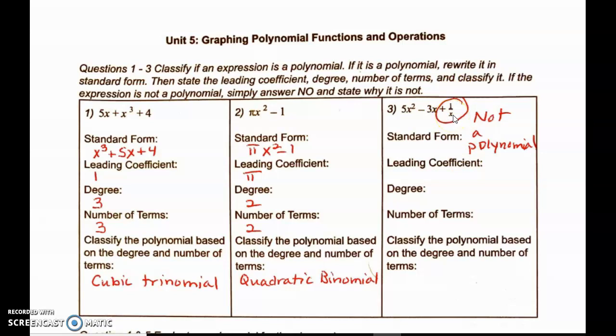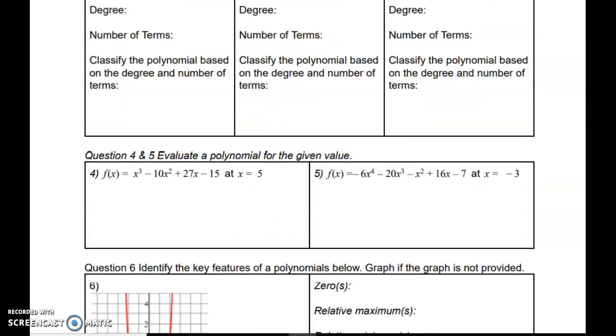And then finally, number 3 is not a polynomial because this last term, I have it circled, has an x in the bottom. And remember, when there's an x in the bottom, that means it has a negative exponent, and our exponents have to be positive. So let's go back to the next couple and look at the directions.